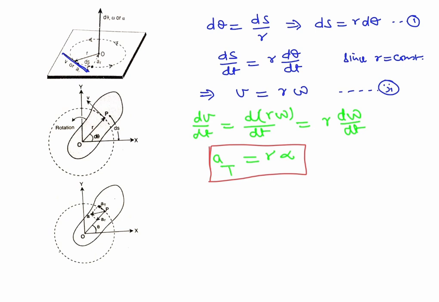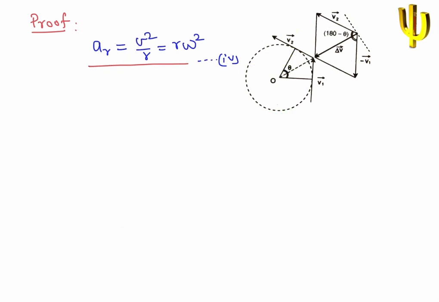Now there is another radial acceleration ar, which is in addition to the tangential acceleration, and that is given by ar is equal to v square by r is equal to r omega square. To prove that the radial acceleration of the particle is equal to v square by r is equal to r omega square, let us consider that the particle is moving along a circle of radius r.